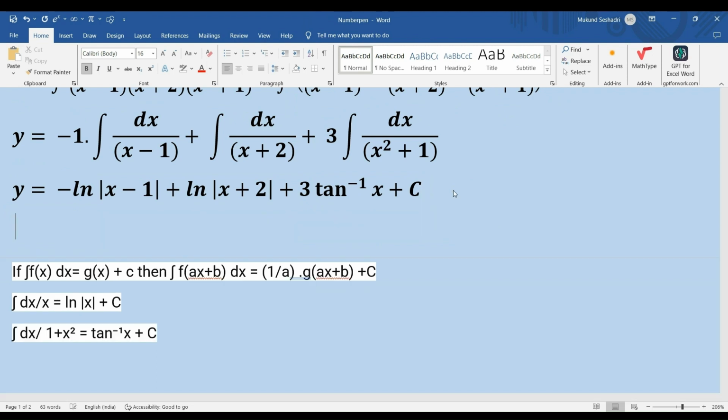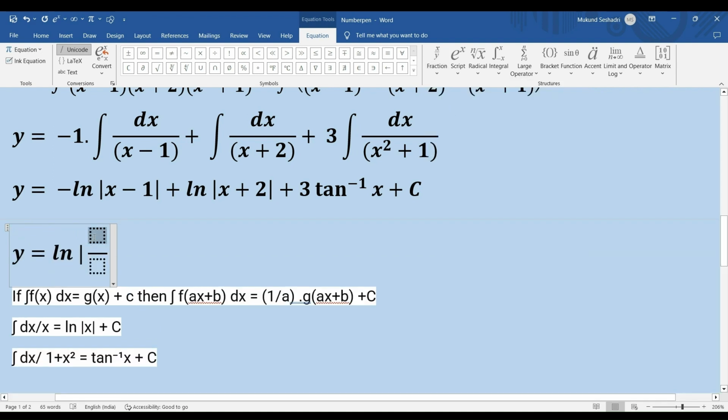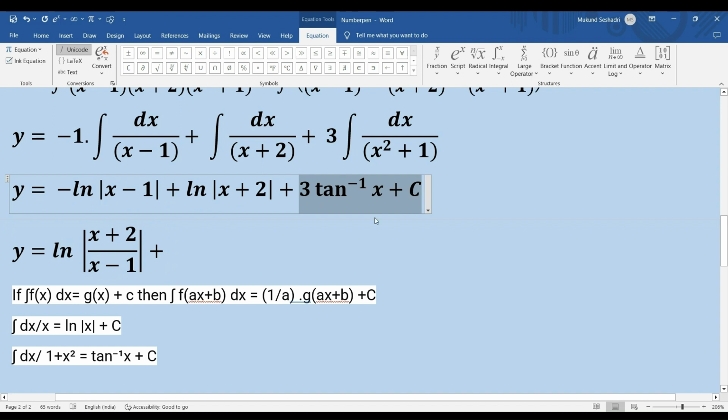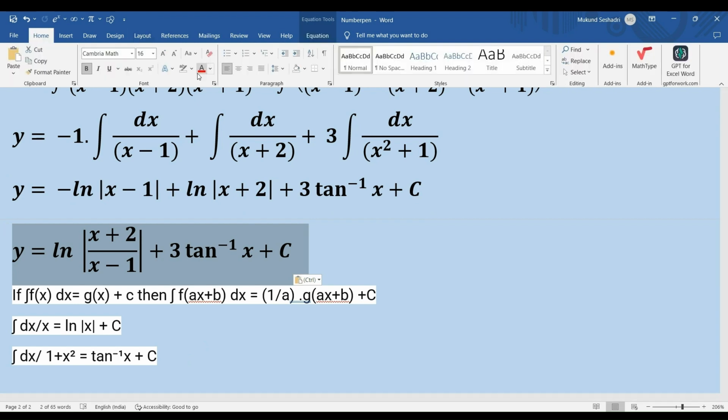I know that I still have room for further simplification because my first two expressions, which is nothing but ln of mod of x plus 2 minus ln of mod of x minus 1, right? So I have something of the format ln a minus ln b, which is nothing but ln of a by b, which means I can rewrite my first two expressions as a single expression, which is nothing but ln of mod of x plus 2 divided by x minus 1, right? Plus I have 3 tan inverse of x plus c, right? So there we are. That's the final answer. I don't think I can do any further simplification.